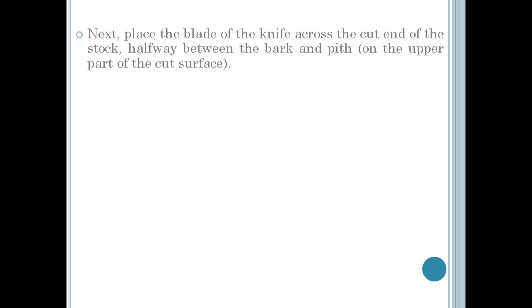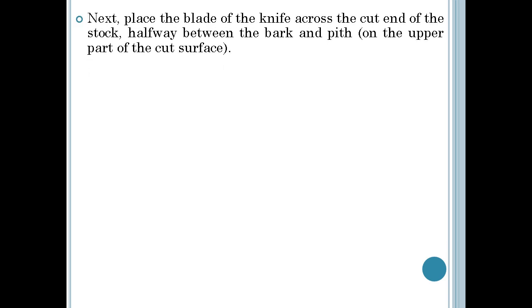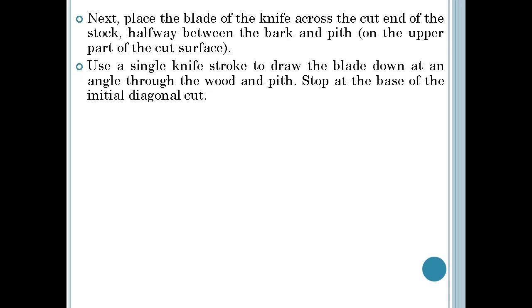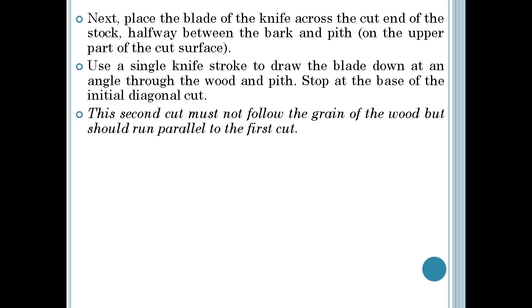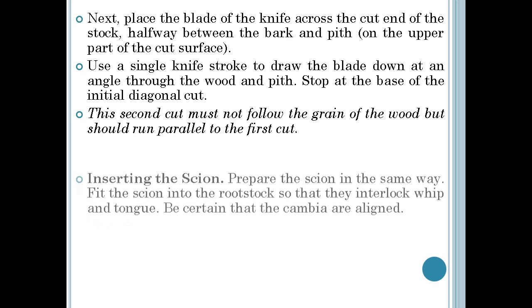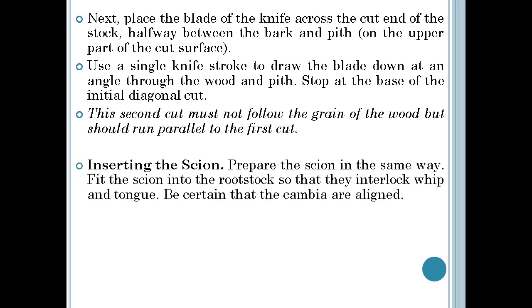Next, place the blade of the knife across the cut end of the stalk, halfway between the bark and pit. Use a single knife stroke to draw the blade down at an angle through the wood and pit. Stop at the base of the initial diagonal cut. This second cut must not be followed to gain the wood but should run parallel to the first cut.